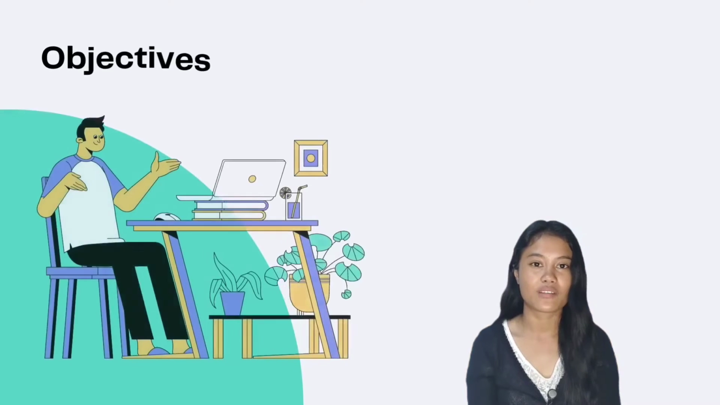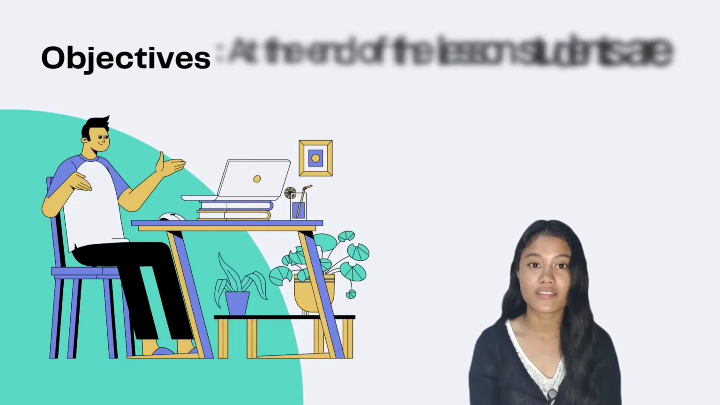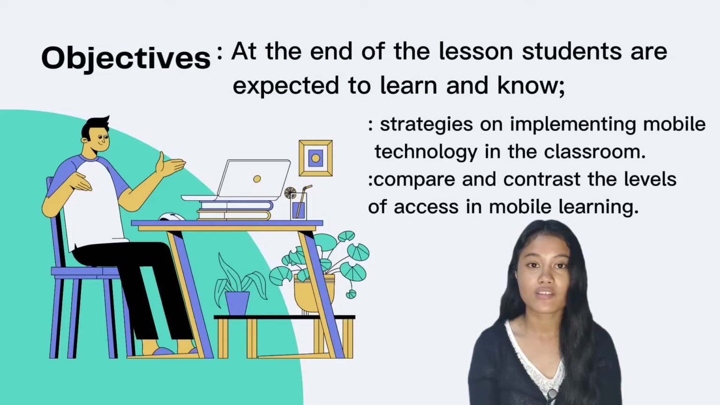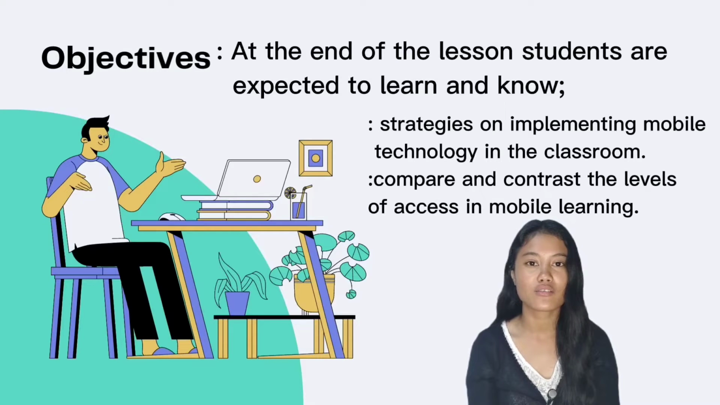Before we continue with our report, we will just state the objectives. At the end of the lesson, students are expected to learn and know strategies on implementing mobile technology in the classroom and compare and contrast the levels of access in mobile learning.